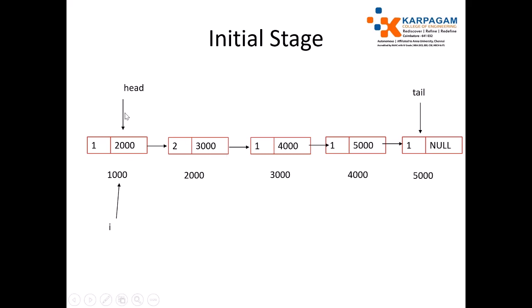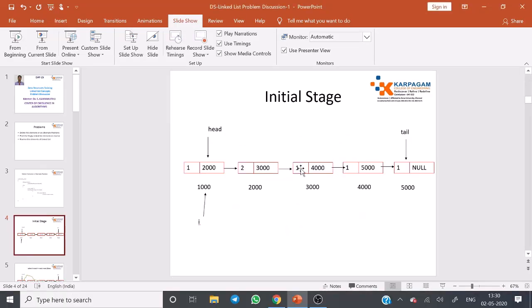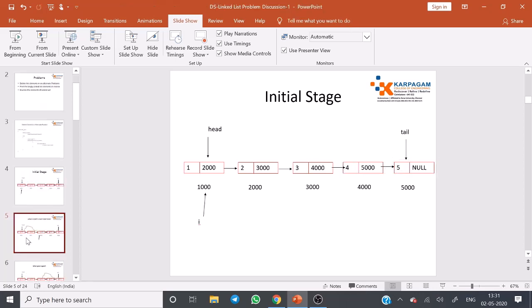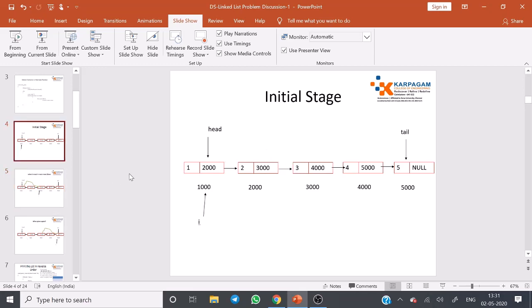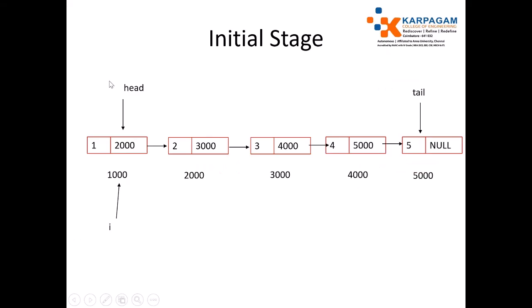First, we have a linked list which has 5 elements. Consider we have 5 elements in the linked list. For example, I have 1, 2, 3, 4, 5. We have a head pointer pointing to the start of the list and a tail pointer which points to the end of the list. I starts from here.